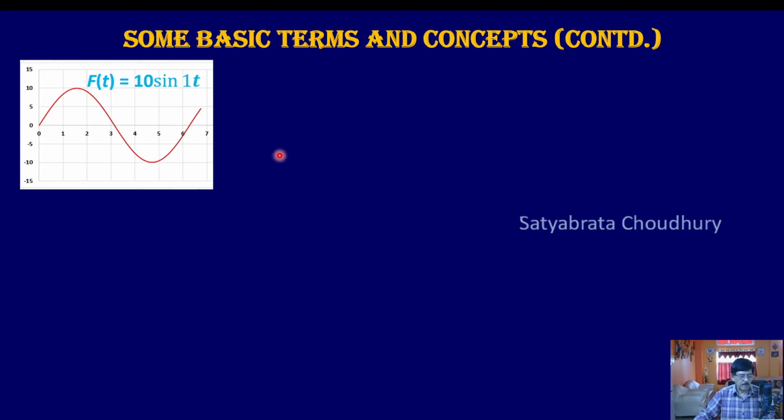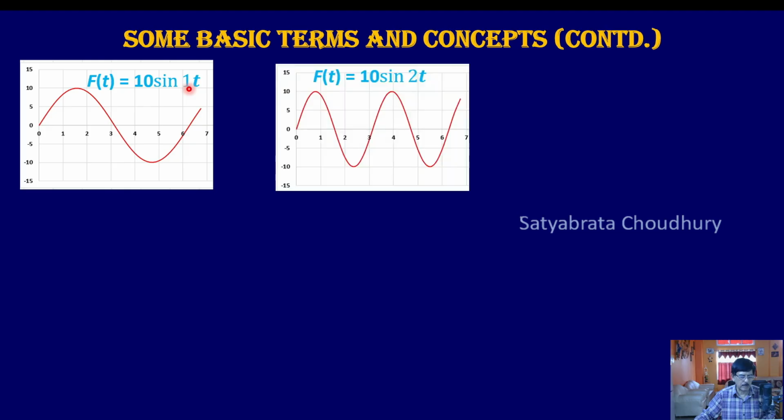Now the previous case let us take once again, where F(t) equal to 10 sin 1t. So 1 is called the frequency. Let us try to understand this by increasing the frequency. Let us take ω equal to 2, frequency is 2. Then we see that the number of waves have changed.